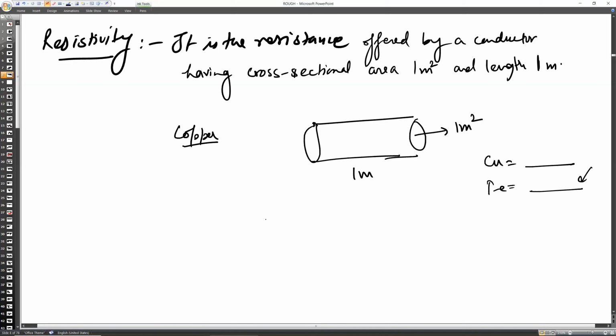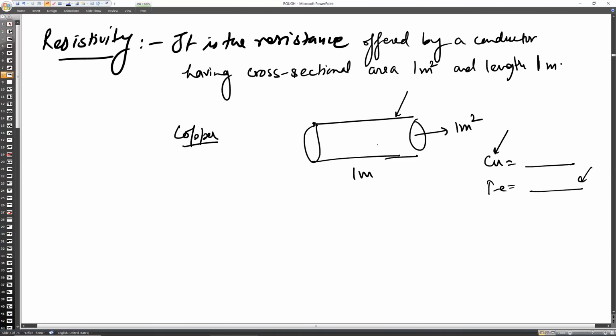That's why it is independent of the length and the cross-sectional area. It depends on the nature of the material. Why? Because different materials at the same dimensions offer different resistance. If you take a copper wire and an iron wire with the same cross-sectional area of 1 meter square and the same length of 1 meter, they will have different resistance. So it depends on the nature of the material.